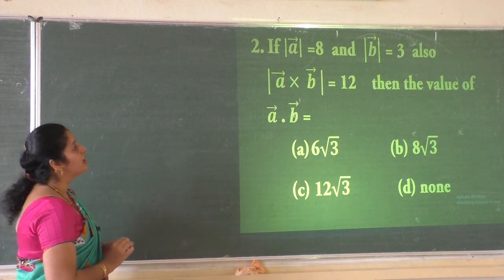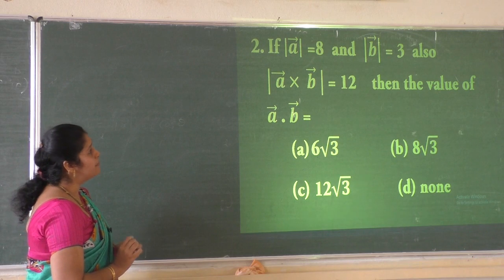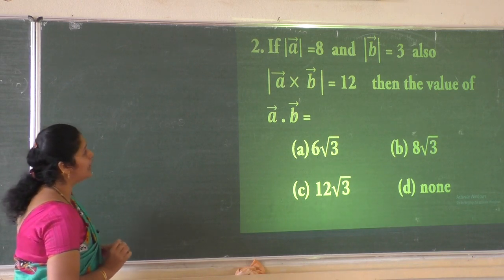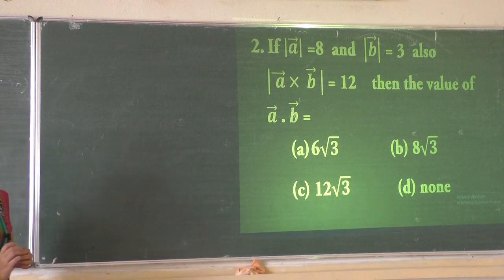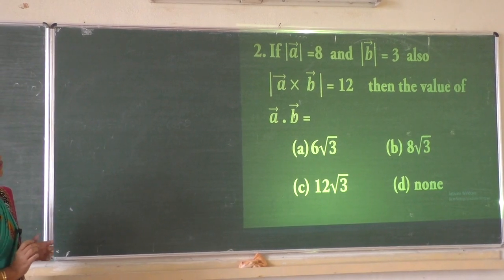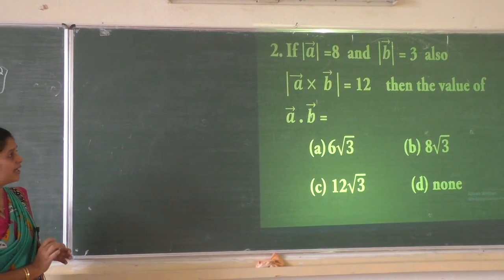Okay, now we can write magnitude of vector A cross vector B is equal to 12. I can use the formula. The angle is not given in this problem. So if you find the angle, then you can find A dot B.